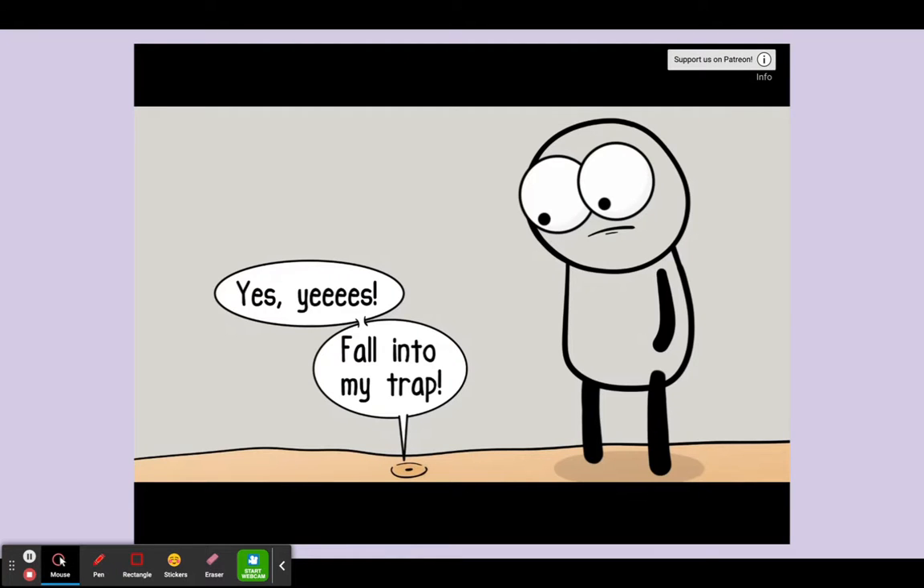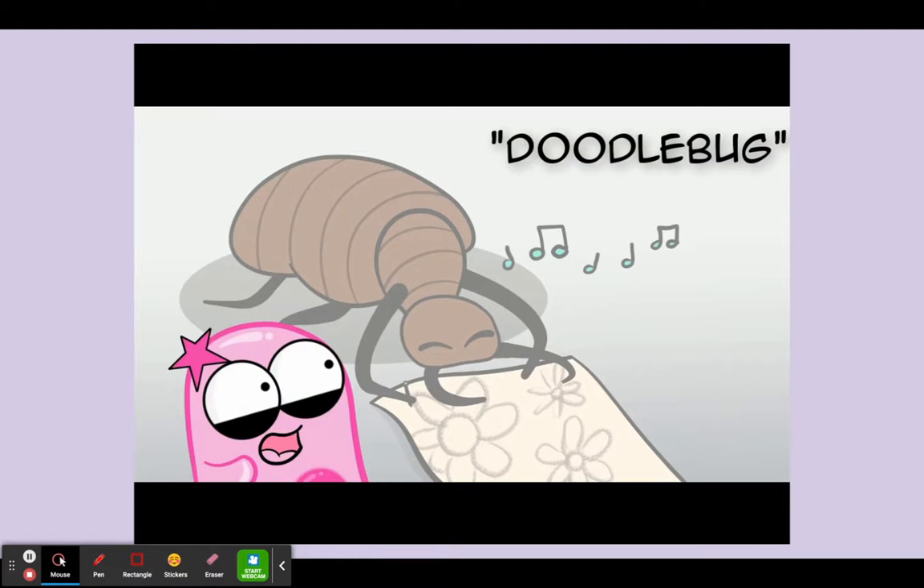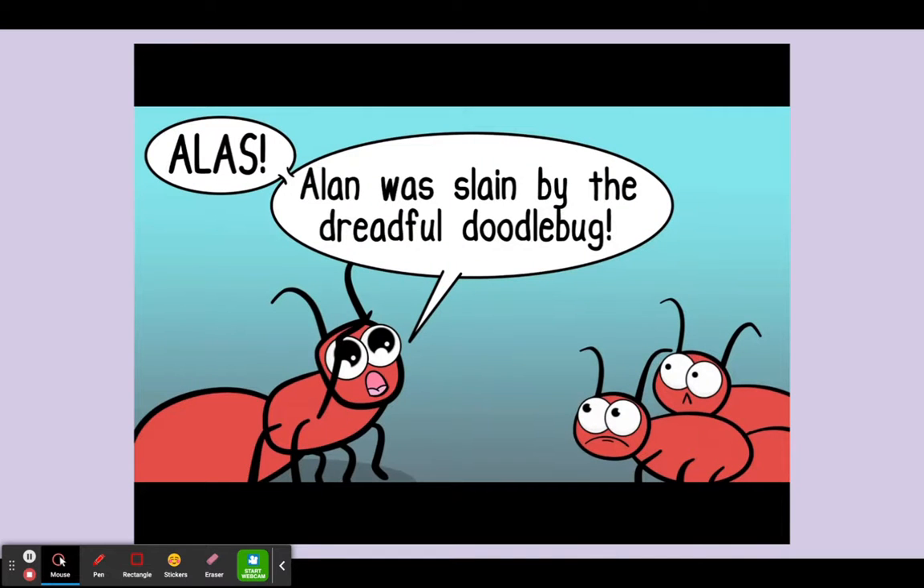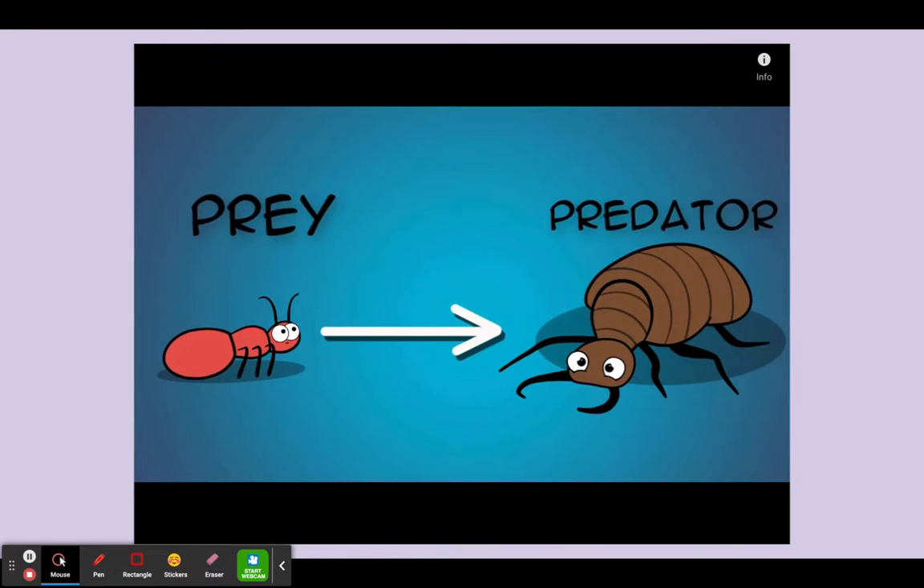Thankfully, antlions are small. In fact, doodlebug is evidently another name for these things. I'm not exactly sure how you go from antlion to doodlebug, but okay. It's all relative. They're bad news for an ant because the antlion is a predator of the ant. The ant is their prey. That's an ecological relationship right there.